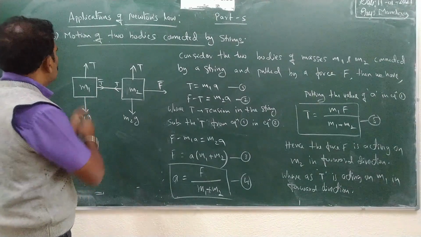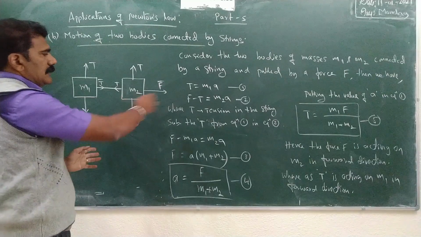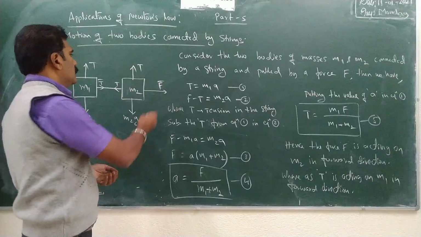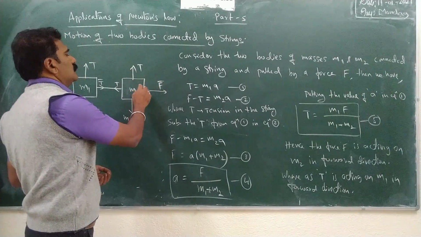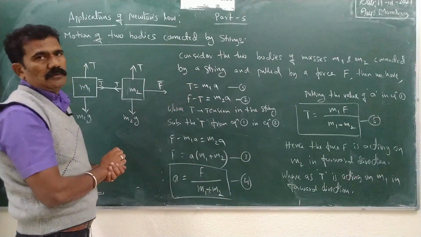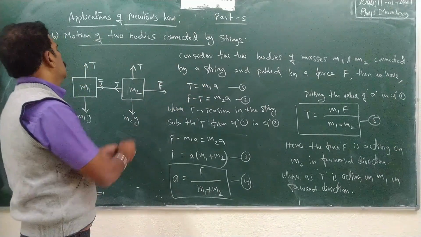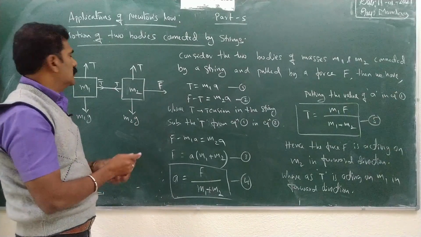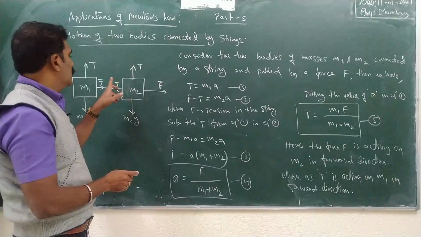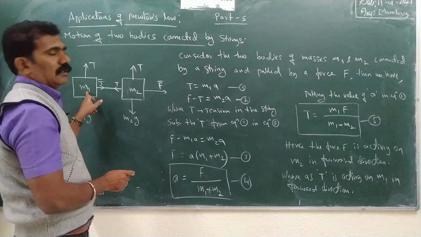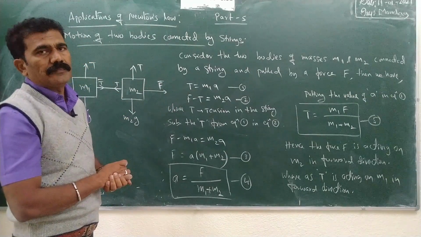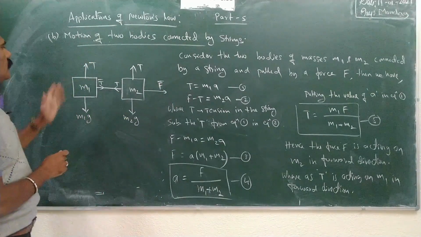In order to move both the masses m1 and m2 in the right side direction, we are applying the force F. This is the applied force. The force is applied on mass m2 only, to pull. So automatically we can expect that the mass m1 is also moving, because it is connected by the string. The applied force is acting on m2, whereas the tension in turn acts on m1, so that both masses m1 and m2 are moving in the right side direction. Clear?